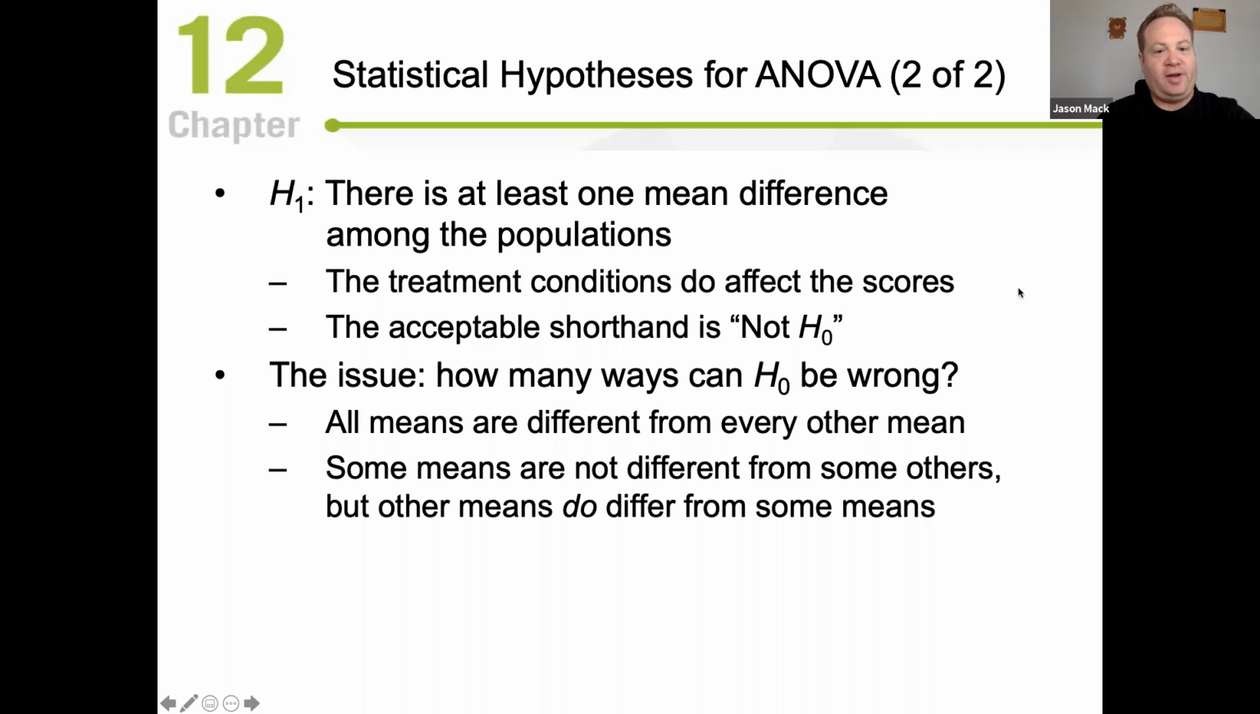The acceptable shorthand is not null hypothesis like this. The issue: how many ways can the null hypothesis be wrong? All means are different from every other mean. Some means are not different from others, but other means do differ from some means.